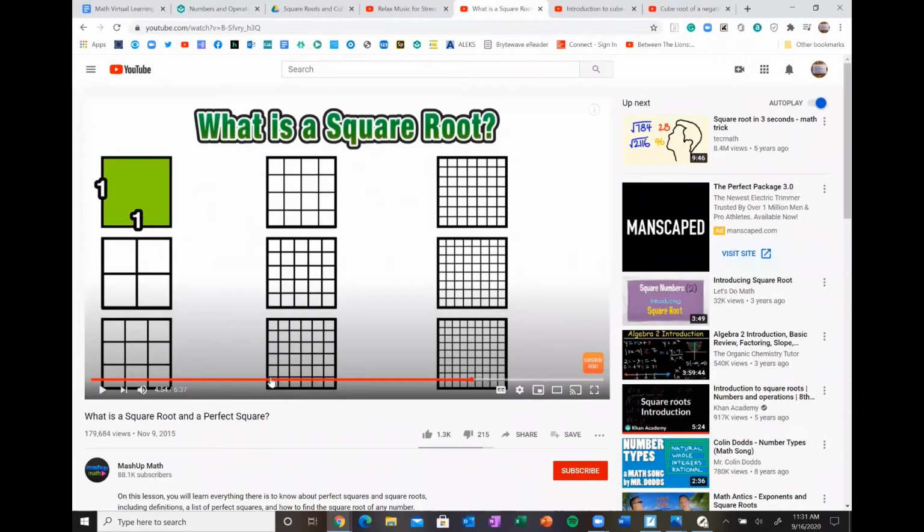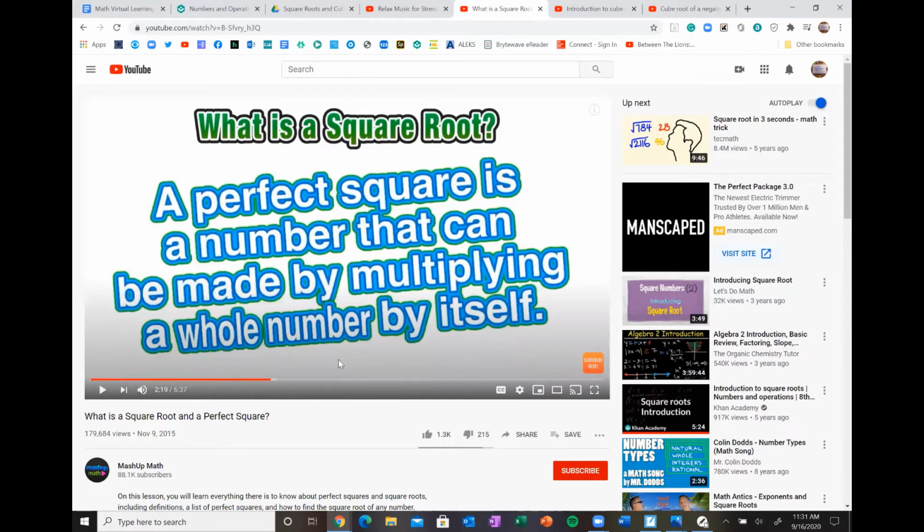So I hope you wrote this down, the definition of a perfect square, which is a number that can be made by multiplying a whole number by itself. So I hope you guys got that down.